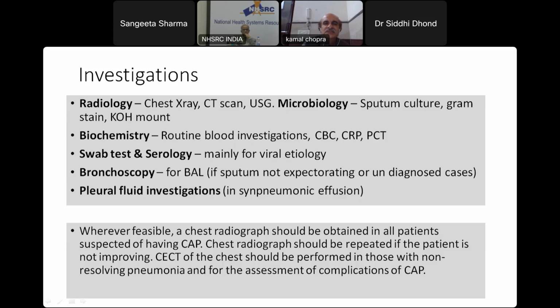Biochemical investigation to see CRP and complete blood count. Swab test and serology are only important in viral etiology. Whenever we suspect a viral etiology, we should do this test. Bronchoscopy and bronchial lavage: when we are not getting sufficient sputum in the initial stage of pneumonia and there is no expectoration, then we want to see the etiological agent. At that time, bronchoscopy is important. Fluid investigations are important when there is sufficient fluid in the pleura and we can aspirate it. Parapneumonic effusion is a very minimal type of fluid that is reactionary usually, but whenever feasible, if fluid is there, we can examine it also.